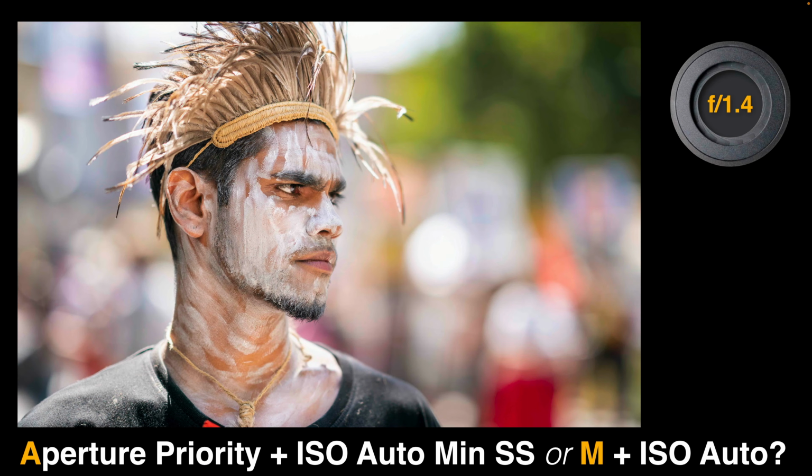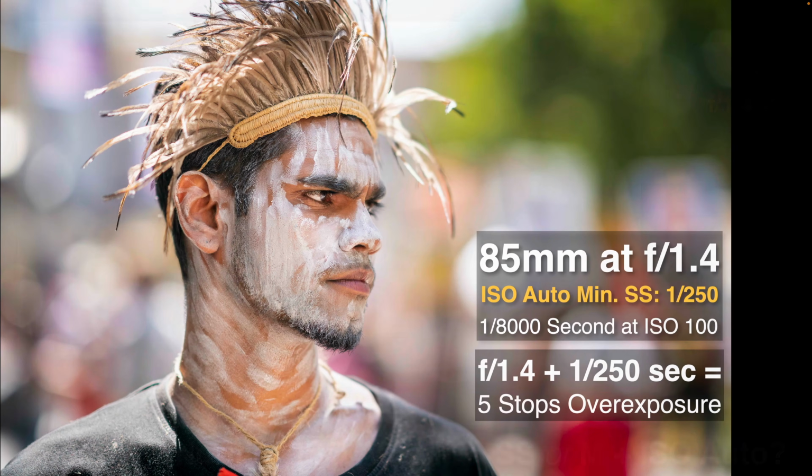Now some people might say, why are you using aperture priority and ISO auto minimum shutter speed? Because I just use manual exposure and auto ISO. It's still an automated exposure mode when you're using ISO auto with the manual shoot mode. Okay, and I'll give you a couple of reasons why I prefer aperture priority and ISO auto minimum shutter speed over manual exposure mode and ISO auto.